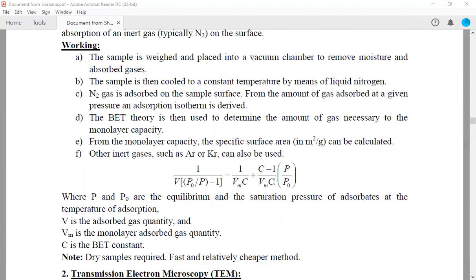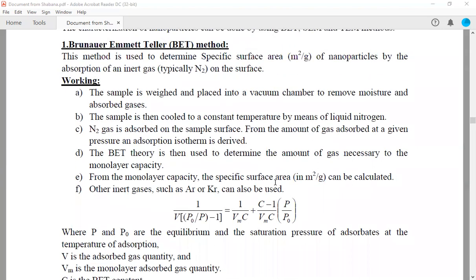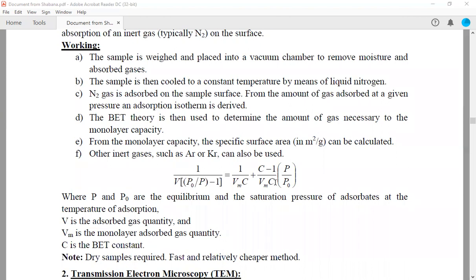In this BET method, one important point we have to note is that a dry sample is required to determine the specific surface area of the nanoparticle. Wet samples are of no use. And it is a fast and relatively cheap method.